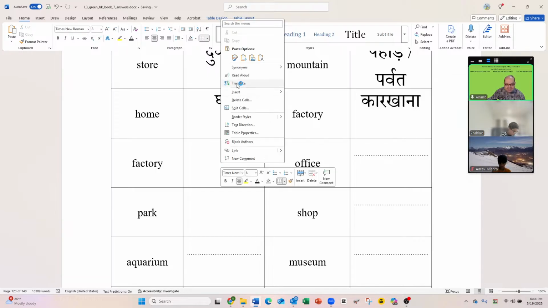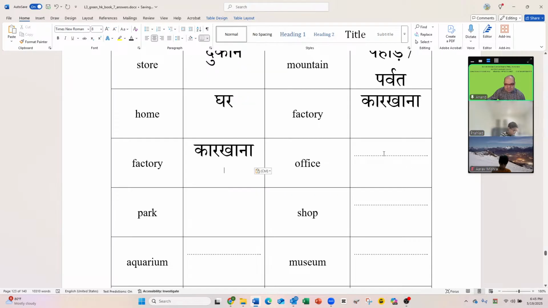Office. Arav, Hindi word for office. Prahlad, Hindi word for office. I don't know. Daftar. Daftar. Okay, daftar.